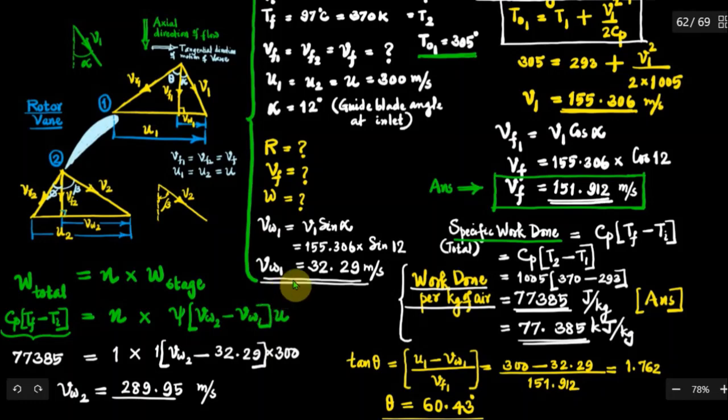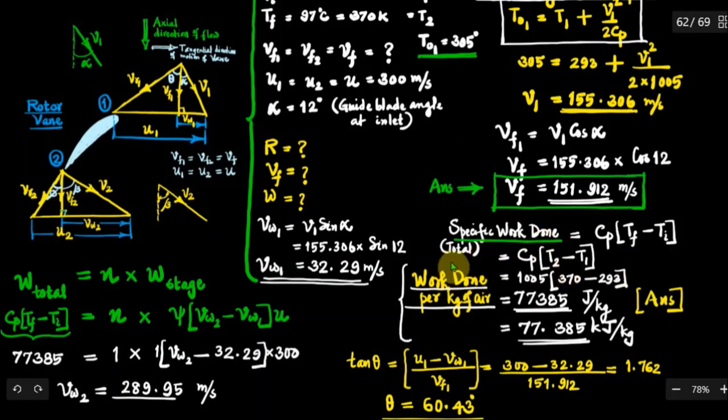So this is VW1. Now we will proceed further. Since the initial and final temperatures are given, air inlet temperature and air outlet temperature, we can think of finding the actual work done. Of course, it is specific work done because you are finding it per unit mass of air. The unit is joule per kilogram.